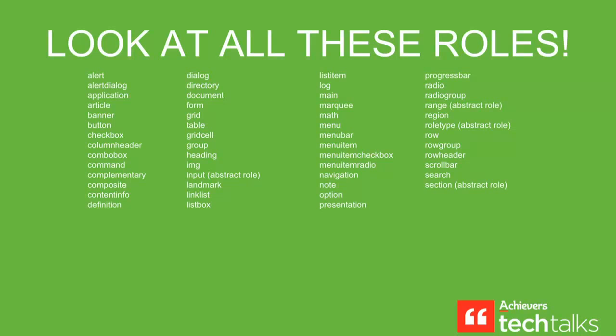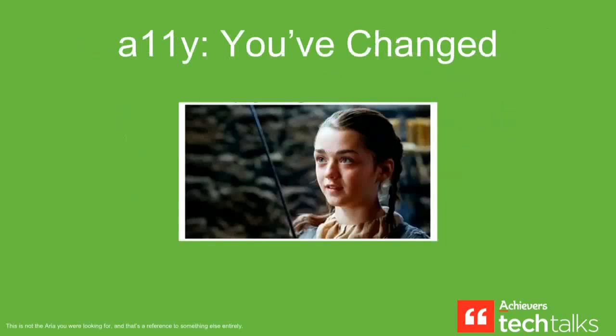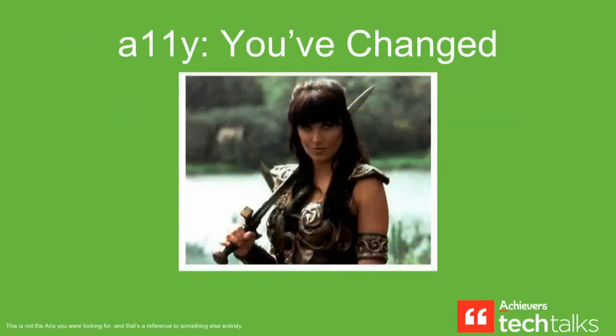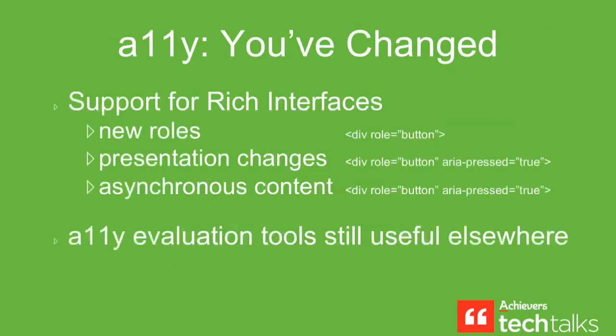The latest ARIA roles offer a lot more robust options when assigning attributes to your elements. And this came out only about maybe the last 2 years. And I thought, wow, accessibility, you've really changed. You've all grown up. And there's a few things that come with it. It supports rich interfaces. There are new roles, like the example there, div role button. There are attributes for presentation changes. So in this example here, a screen reader would be able to tell that this button is pressed or not. And there's also support for asynchronous content. So when something changes, say like an Ajax call, we can provide that feedback to a screen reader user.